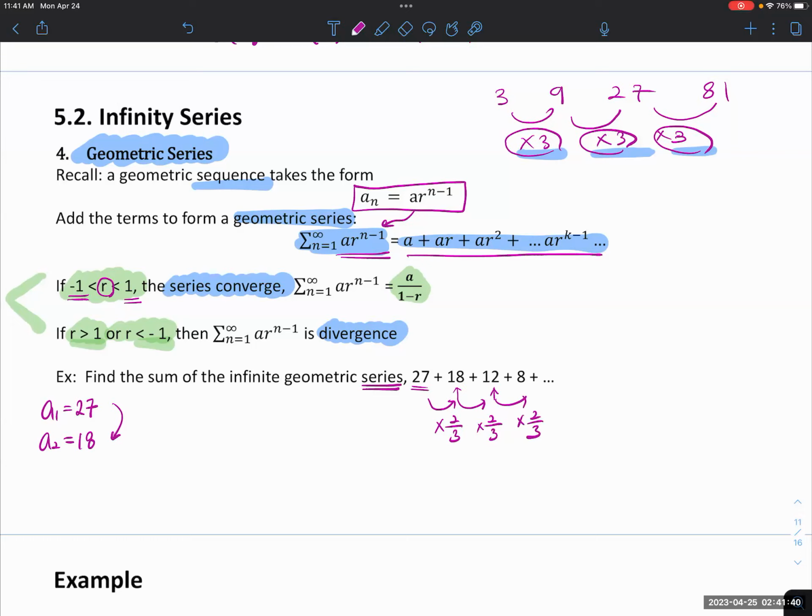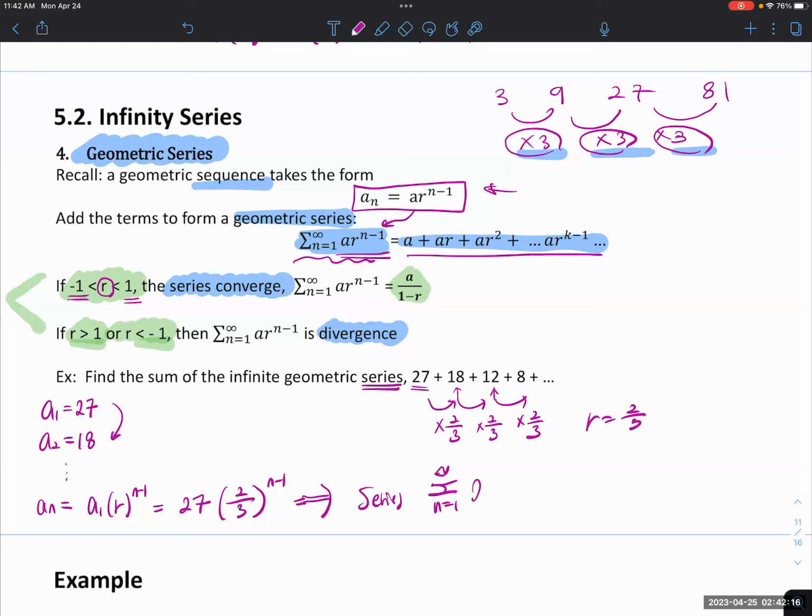So we found out, first, we can find a_n. a_n is what here? A1 times r to the n minus 1. A1 is 27, r is 2 over 3. So 2 over 3 to the n minus 1. I'm going to simplify that. Actually, I cannot simplify. That's the a_n. And now I'm going to convert it to the series, because the summation I'm going to plug in here, n equals 1 to infinity, of a_n, which we just found: 27 times (2 over 3) to the n minus 1.